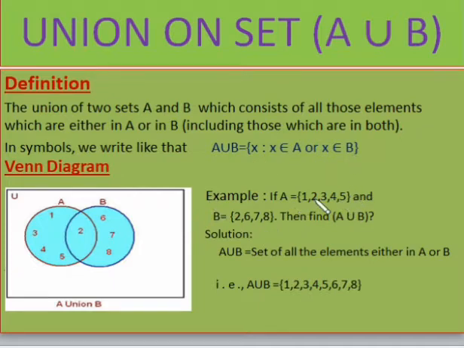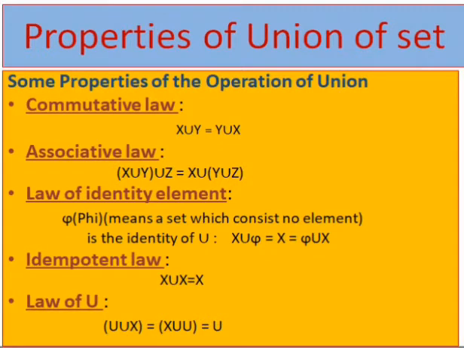For an example, see here, A is the set 1, 2, 3, 4, 5. And B is the set 2, 6, 7, 8. Here we observe that 2 is common. That's why we write 2 in the common region. Then find A union B. In A union B, the set of all elements either in A or in B. What are all the elements? 1, 3, 4, 5, 2, 6, 7, 8. All the elements of A and B, and repeated elements are considered once.